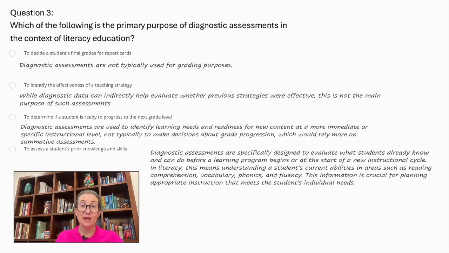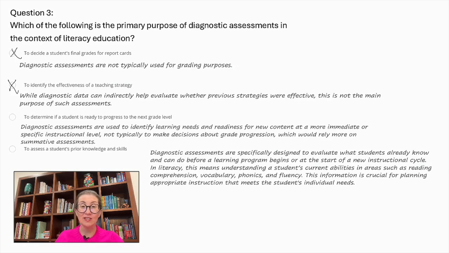From the top, diagnostic assessments are not typically used for grading purposes. Their primary role is to gather data to inform instruction, not to evaluate or summarize a student's performance for reporting. So we can cross that out. Next, while diagnostic data can indirectly help evaluate whether previous strategies were effective, this is not the main purpose of such assessments. Their focus is on assessing student abilities before new instruction, rather than reviewing past instructional effectiveness. So we can cross this out as well.